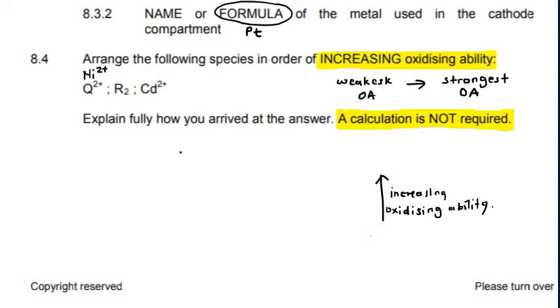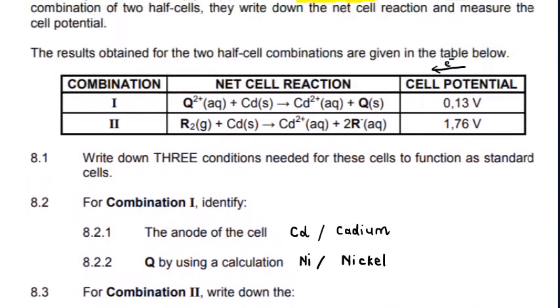I'm going to try to get table 4a completely on the screen for you, but I don't promise anything. So far what we've done is identify that Q is nickel, so we don't have to worry about that. I want to identify what is R. So I'm going to do a calculation for that as well, since I am given the cell potential of combination 2. We can quickly do that.